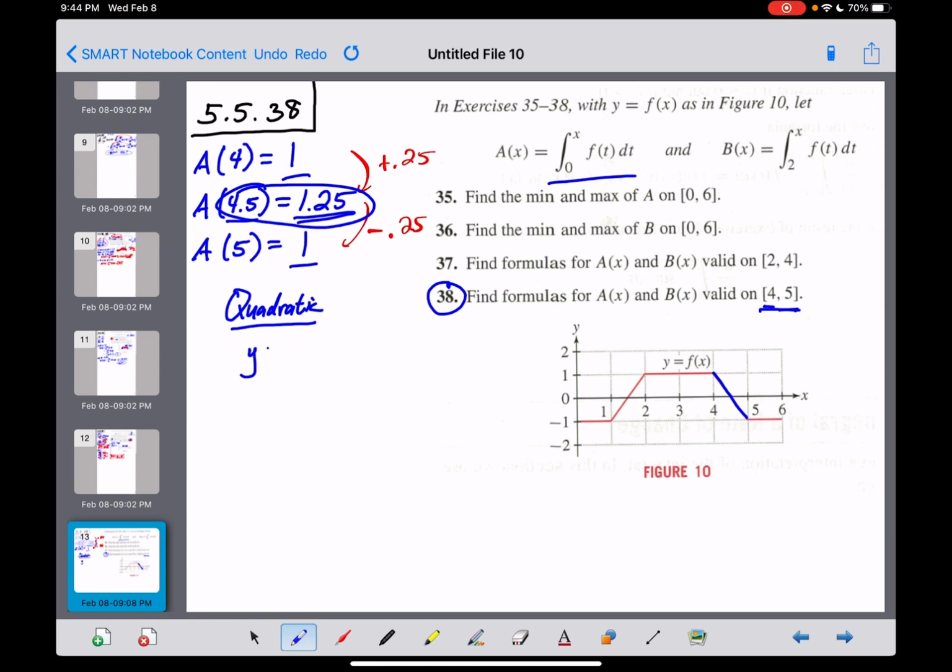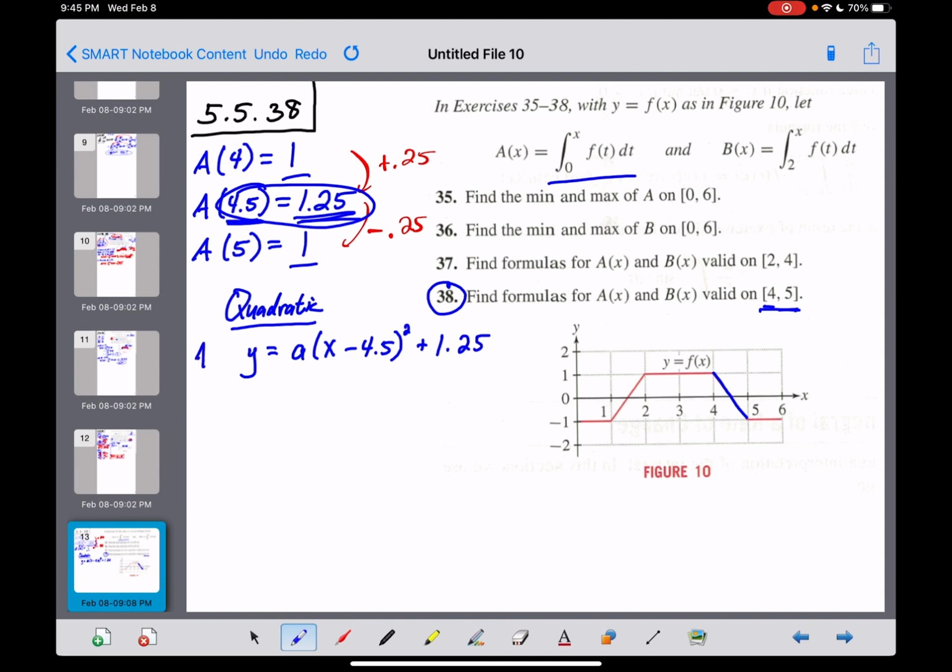Y is equal to, now I'm not sure I know what my a value is just yet, but then it would be x minus the x coordinate of your vertex, 4.5, squared, and then plus the y value of your vertex, which is 1.25. Now, does that formula work? Probably not. I think I need to figure out what a is. So to do that, let me go ahead and evaluate right here.